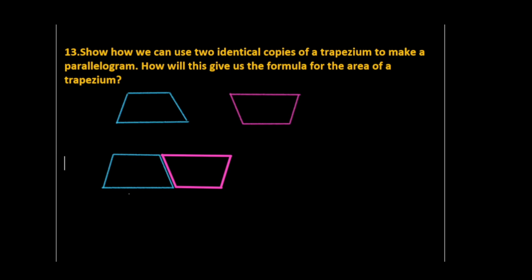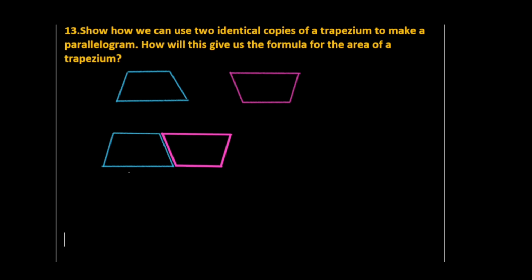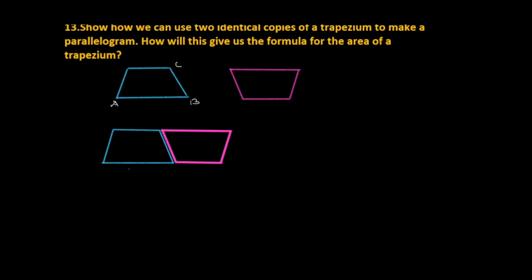Now 13th question. Show how we can use two identical copies of a trapezium to make a parallelogram. How will this give us the formula for the area of the trapezium? So here we can see two trapeziums. If we name this A, B, C, D, it is a trapezium whose base AB is A and CD is B. Now here are given two identical copies of the trapezium.